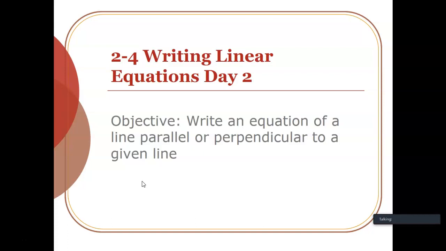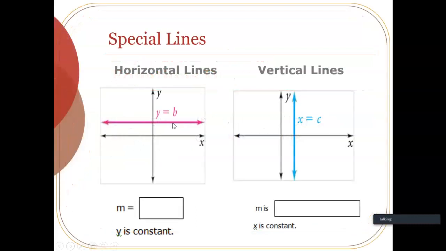All right, so our objective today is to be able to write an equation that is parallel, perpendicular, horizontal, or vertical. So two types of special lines are horizontal and vertical lines. These are lines that go straight across or straight up and down. A horizontal line will always have a slope of 0.